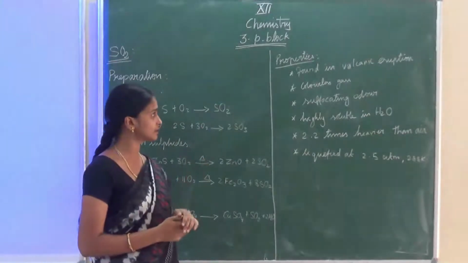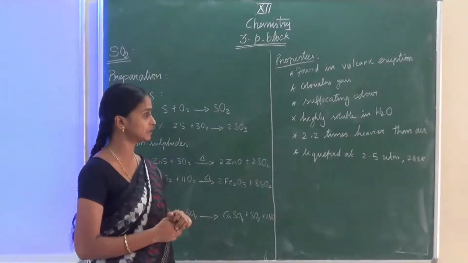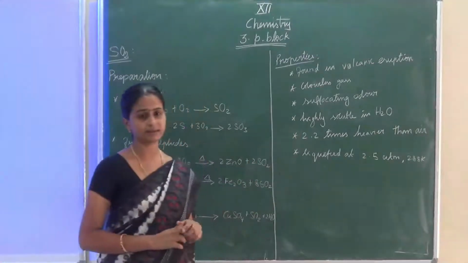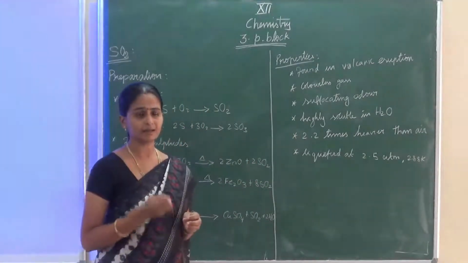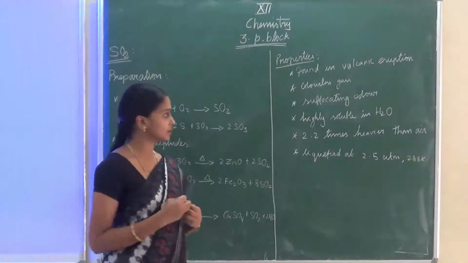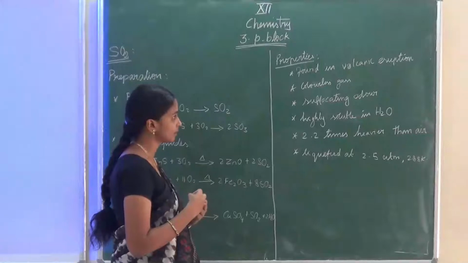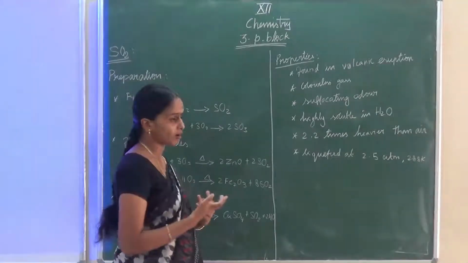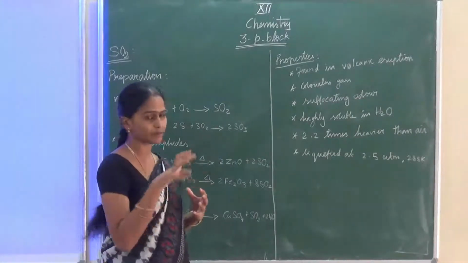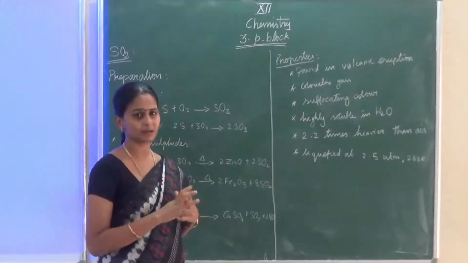Sulfur dioxide is found in volcanic eruptions. It is a colorless gas. It has a suffocating odor. A suffocating odor is an odor which is not good to breathe. It will cause some cough, and we are not able to breathe at that time. Such types of odors are called suffocating odors.